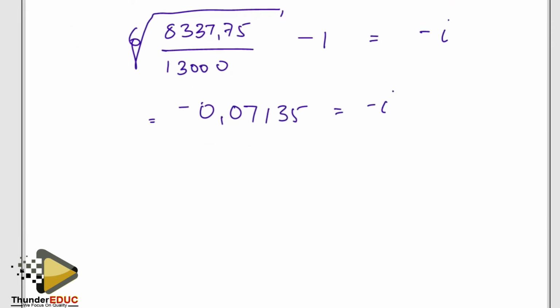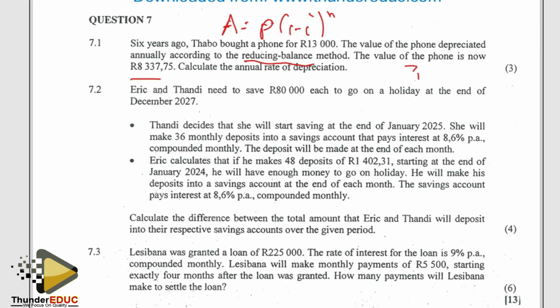Divide both sides by negative 1 and multiply by 100. So i becomes 7.14%. Okay, so that is the answer, 7.14%.